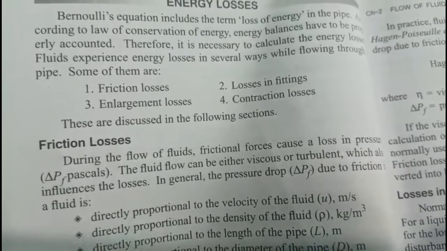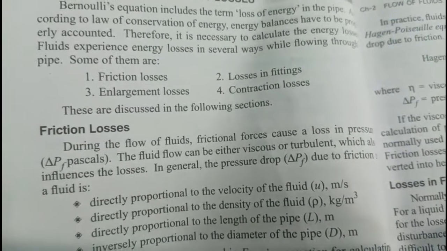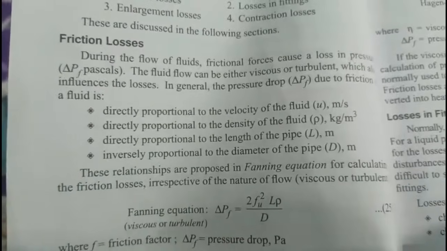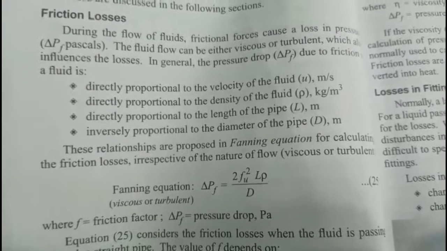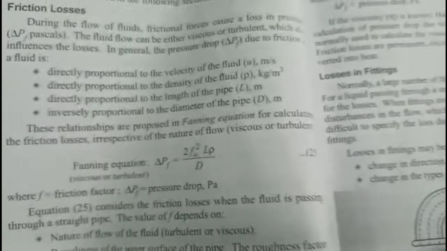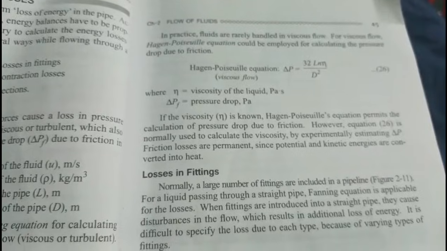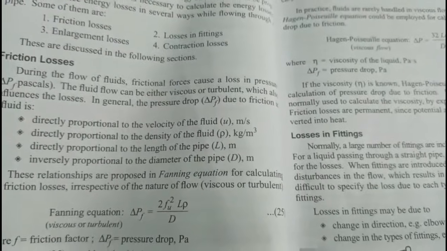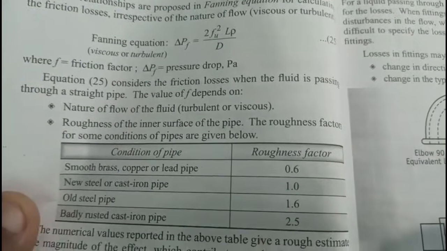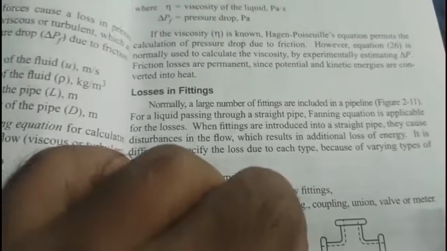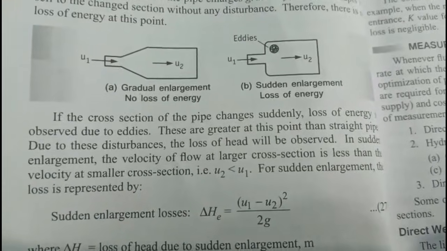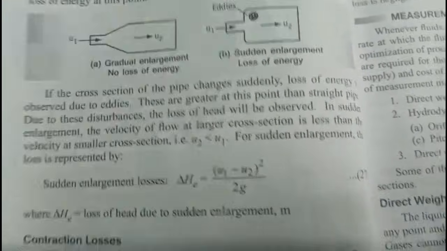In energy losses, there are different types: frictional loss, losses in fittings, enlargement losses, contraction losses. I have already discussed all of these, by what equation the frictional losses can be calculated, and then losses in fittings, how they are calculated. See roughness factor, what is the condition of the pipe and the roughness factor. Losses in fittings, what type, I have already discussed in classes. Enlargement losses.